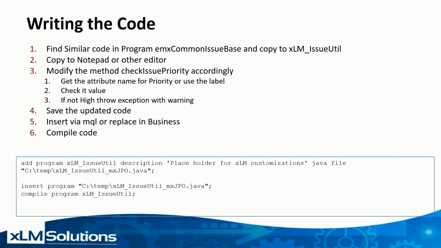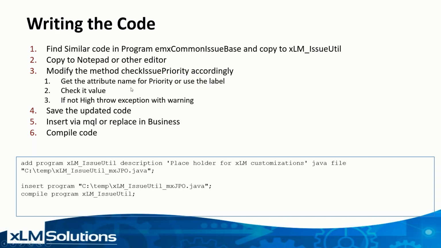So in this case, and I'm going to go through this fast because the more exciting stuff is when we come down to EKL next. But we're going to find code already in the system. For example, there's already a trigger called EMX Common Issue Base. And we're going to make a copy of that to our own new name and call it XLM_issues. We can edit that in Notepad and modify the issue priority, check the attribute name, check its value.